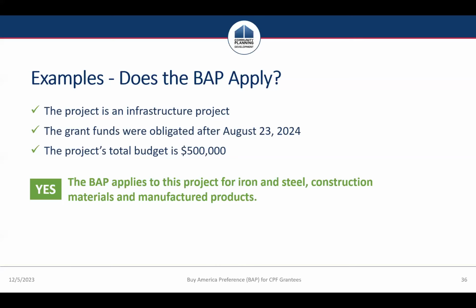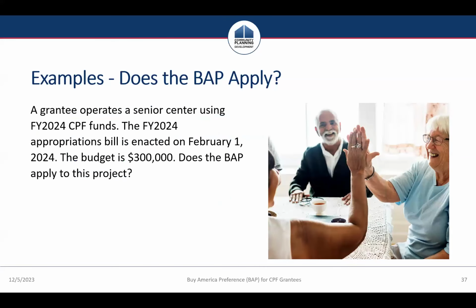So the project is an infrastructure project based on the definition. You have a construction activity there in the parking lot with the playground. The grant funds were obligated after August 23rd, 2024, and the project's total budget is $500,000. So yes, the BAP applies to this project for iron and steel, construction materials, and manufactured products. We're going all the way here. All right, I've got one more example for you. Let's take a look at that one.